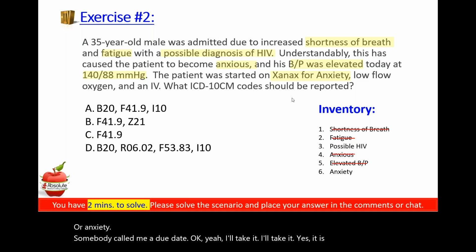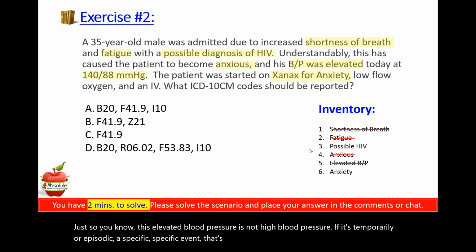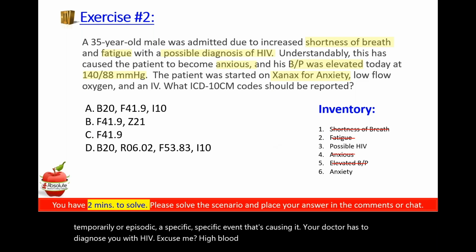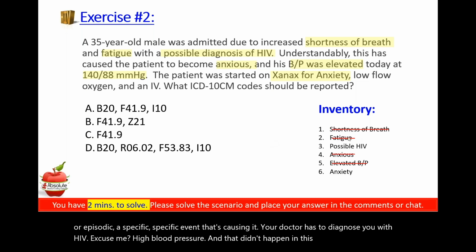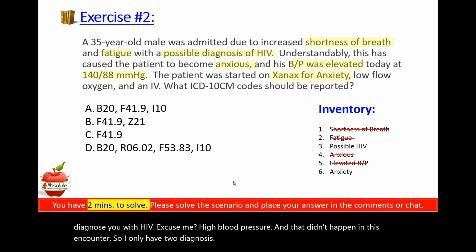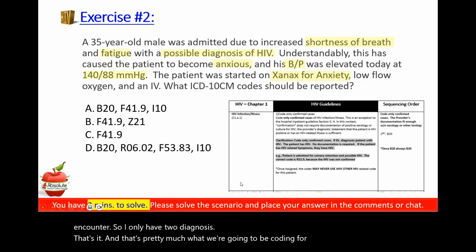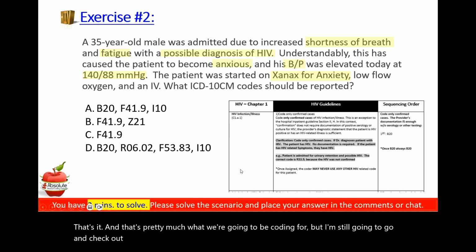Just so you know, elevated blood pressure is not high blood pressure if it's temporary or episodic, caused by a specific event. Your doctor has to diagnose you with high blood pressure, and that didn't happen in this encounter. So I only have two diagnoses. That's pretty much what we're going to be coding for. But I'm still going to check out my guideline.